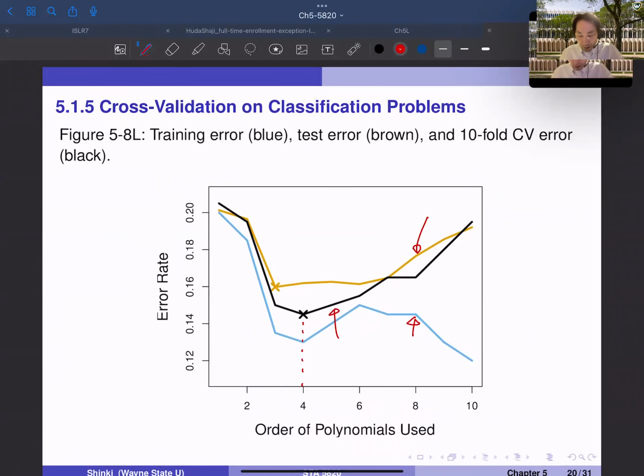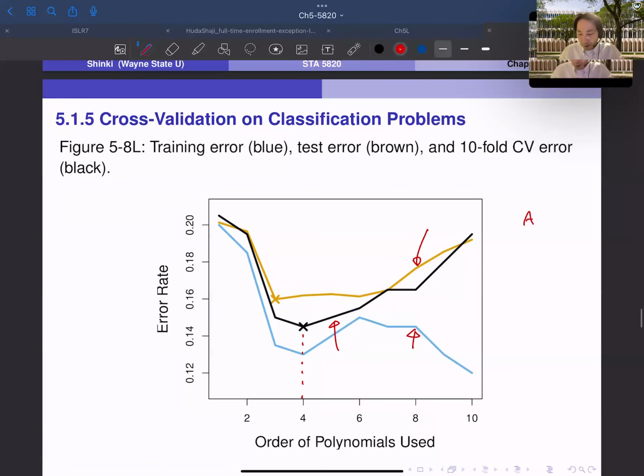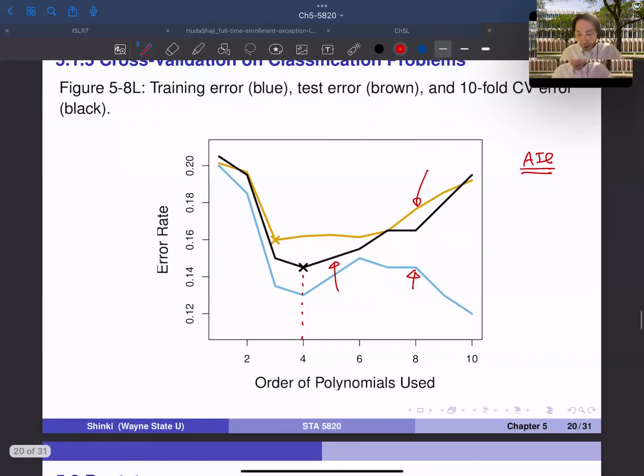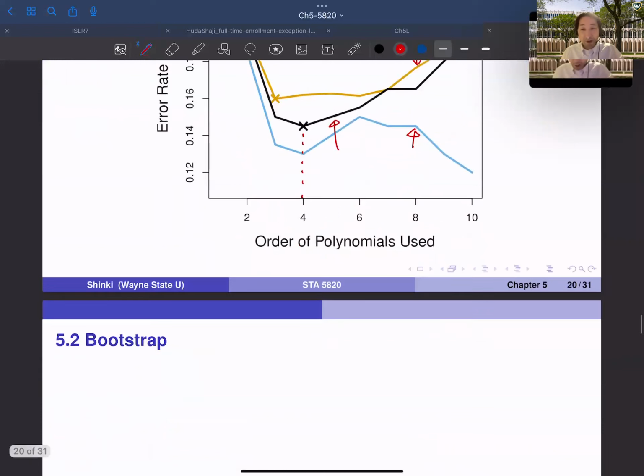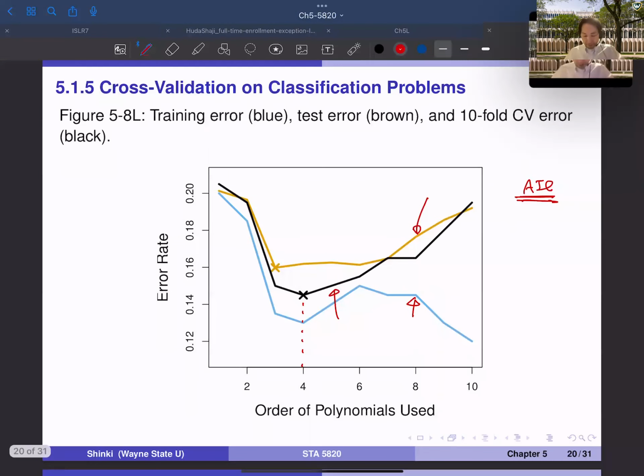Alternatively, we can use, for example, the Akaike information criterion. But this is based on many assumptions, such as normality of data, or that the logistic function is correct, and other assumptions. This cross-validation does not depend on any assumption, so usually it's more robust against violation of the assumptions. Do you have any questions so far?